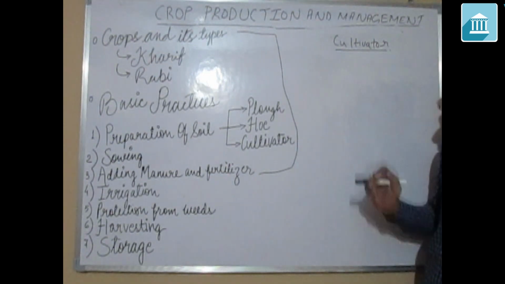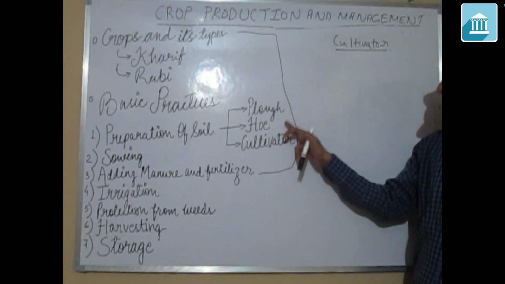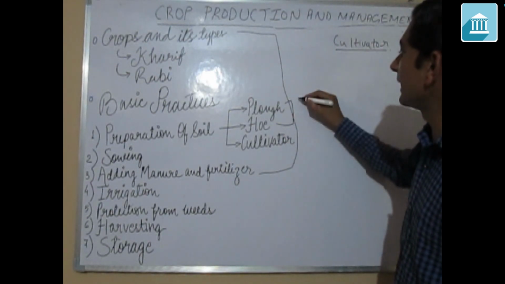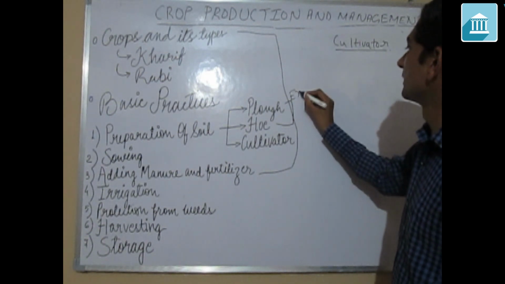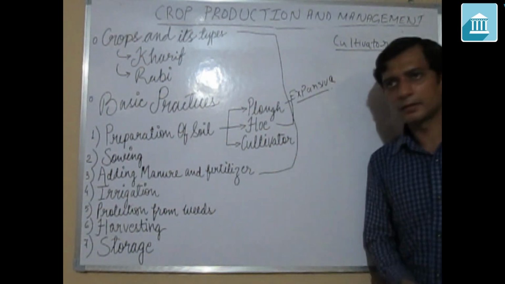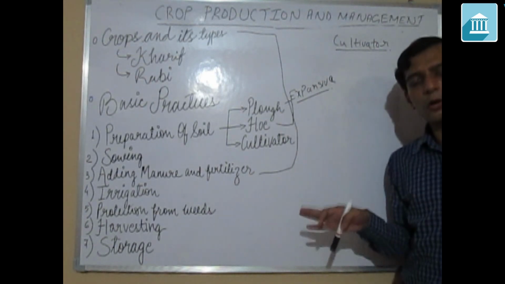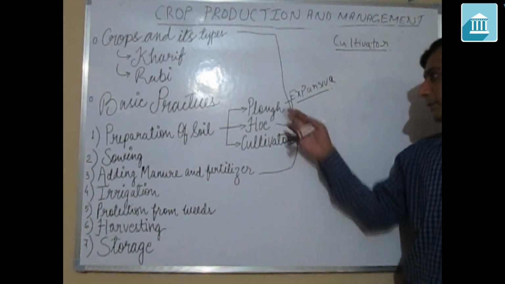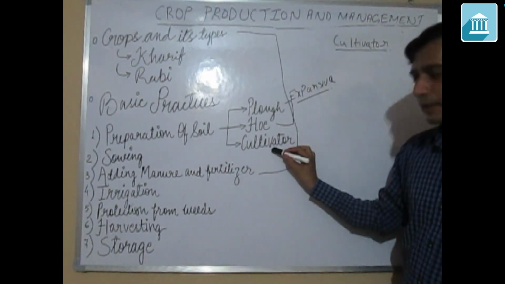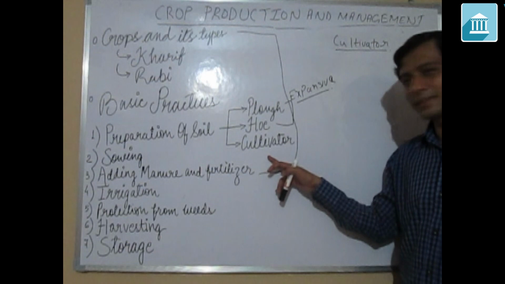And one more thing I want to tell you here. Plow and hoe, these two processes are very much expensive. They take a huge amount of labor and a huge amount of money is required. But as compared to them, the cultivator is a process that is quite advanced and takes less time.